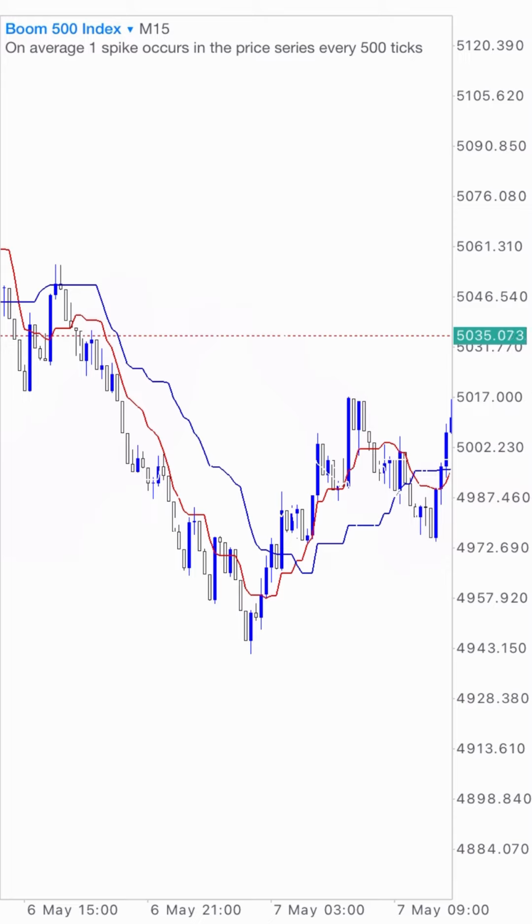Alright, today on this strategy I'll be showing you exactly how to use the Ichimoku indicator and your horizontal lines to be able to catch good entries in the boom and crash market.